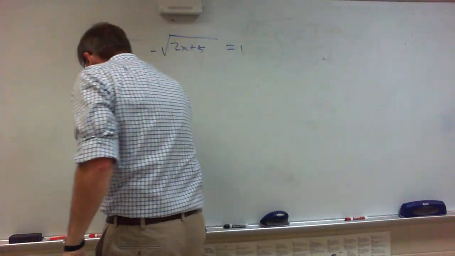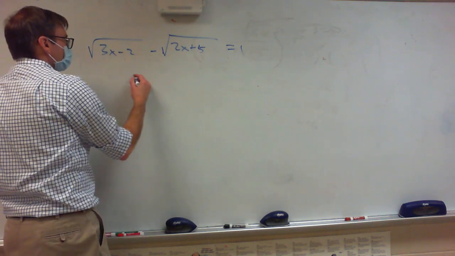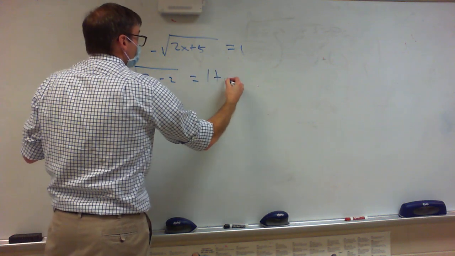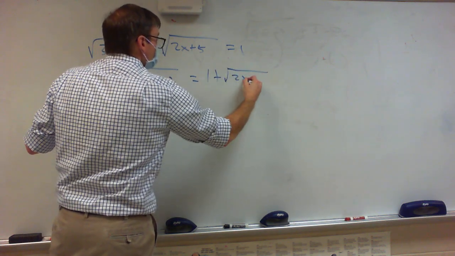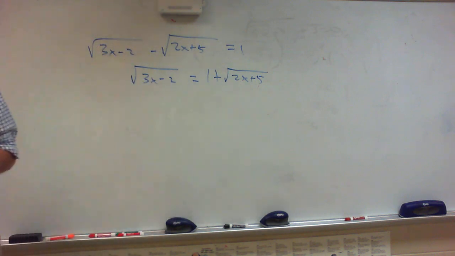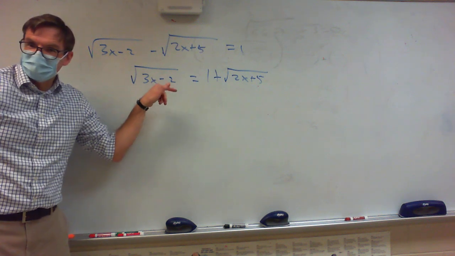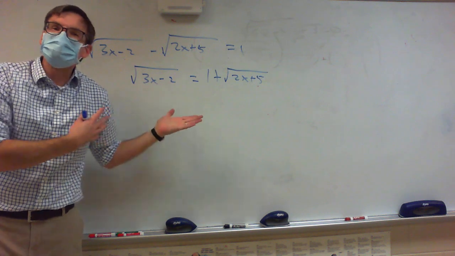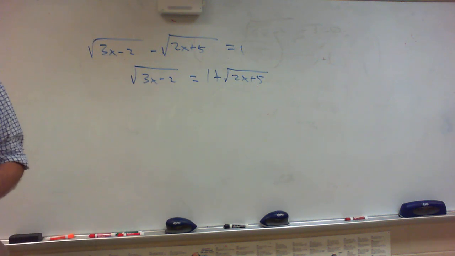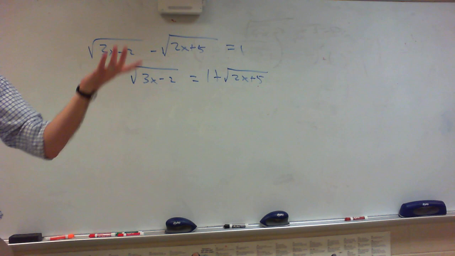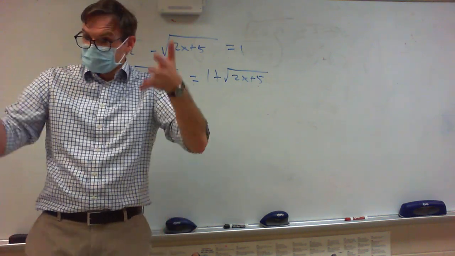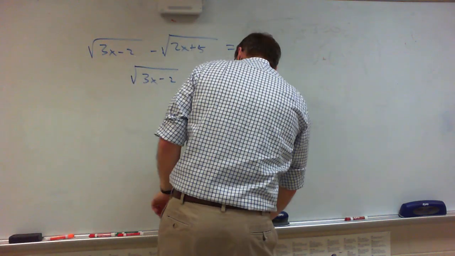Okay. So let's see. That's going to give me the square root of 3x minus 2 is equal to 1 plus the square root of 2x plus 5. We okay with that? Like we got to get rid... All right. So what do you think we're going to do now? Square both sides, right? That's kind of what we've been doing all day, isn't it? Get a square root by itself, then we're going to square both sides.